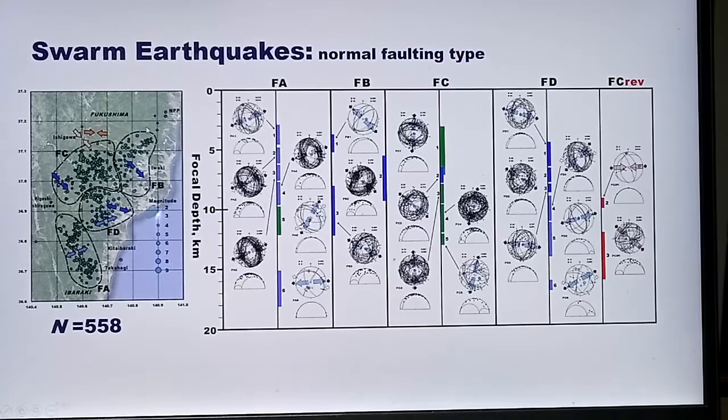Near the Fukushima area, swarm earthquakes of normal faulting types are found. Discriminating the focal mechanism data depending on clusters and depth, we determined the stress tensor and more circles, more diagrams.